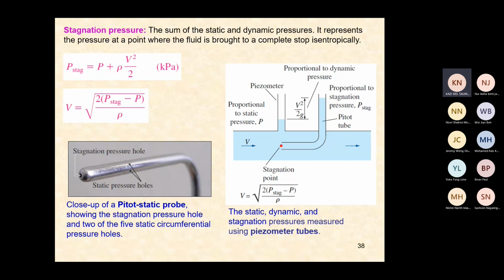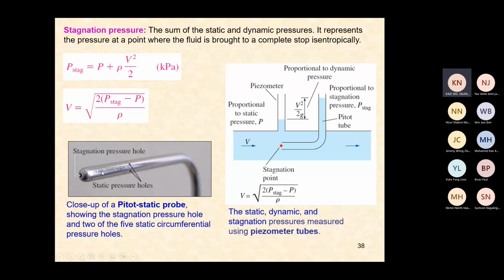So in this case, the stagnation pressure will be equal to the pressure plus the kinetic energy, the kinetic pressure head, so rho V squared by 2. So this is the stagnation pressure here.